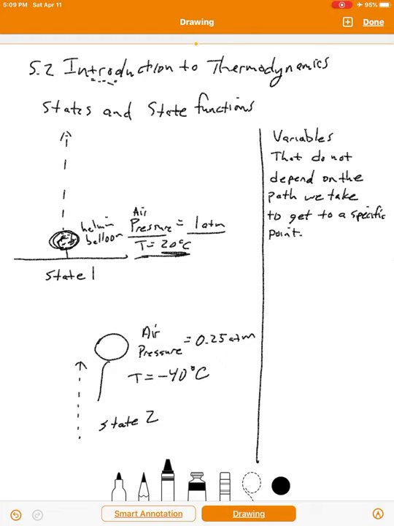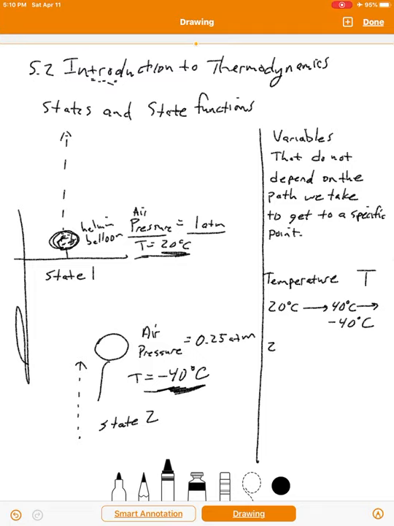Okay? So, for example, what are some variables? Well, one variable is temperature, and we'll use the symbol capital T for temperature. It turns out that if we start off at 20 degrees C, and then took it somewhere through the desert where it went up to 40 degrees C, and then brought it back down to some other location where it was minus 40 degrees C, okay? There's a particular path that we're taking, going from 20 to positive 40 to negative 40. Suppose we did what we did over here, though. We said, we're just going to go straight from 20 to negative 40.